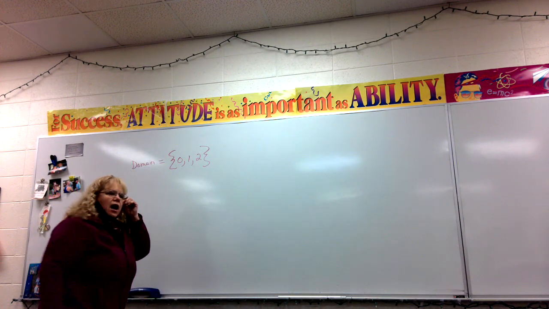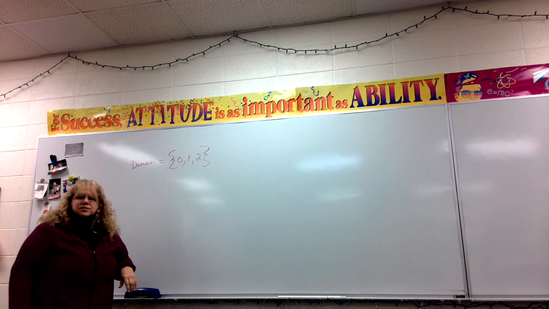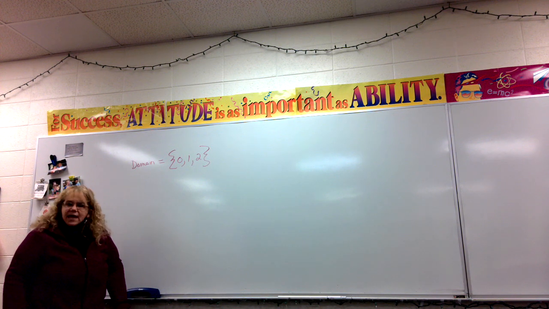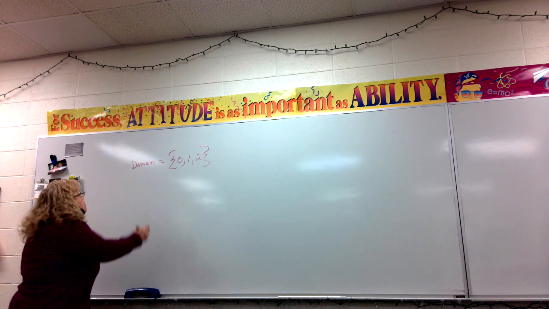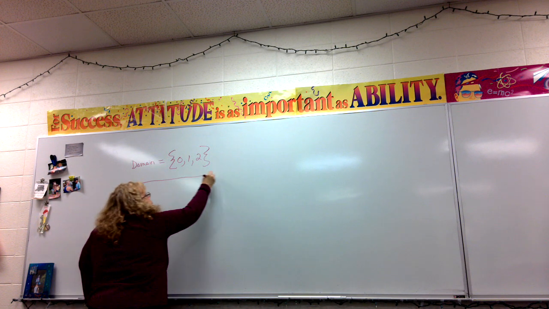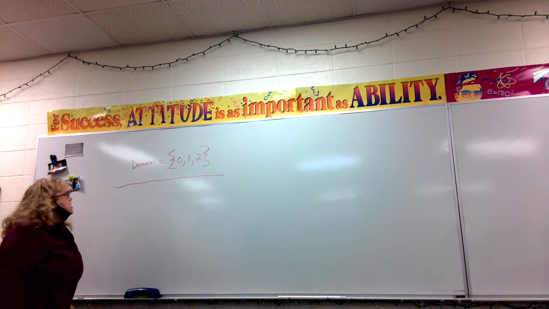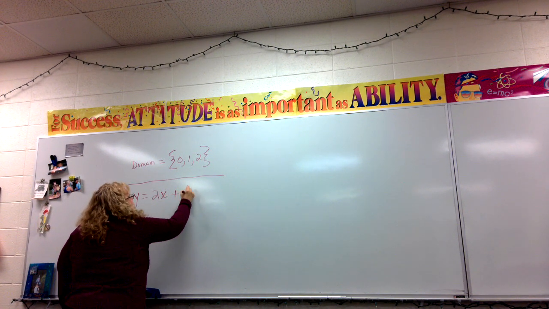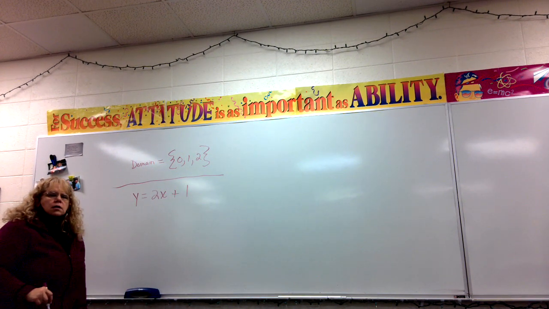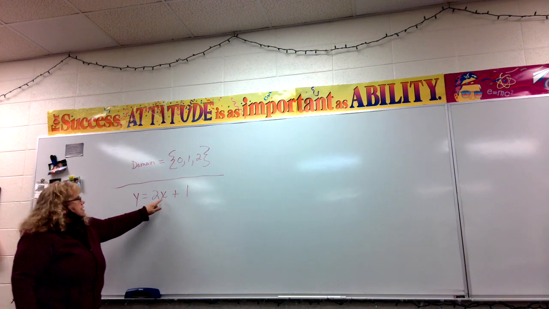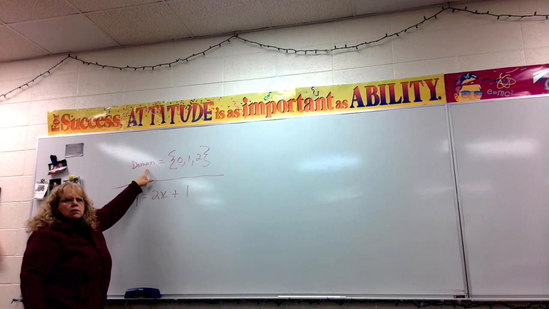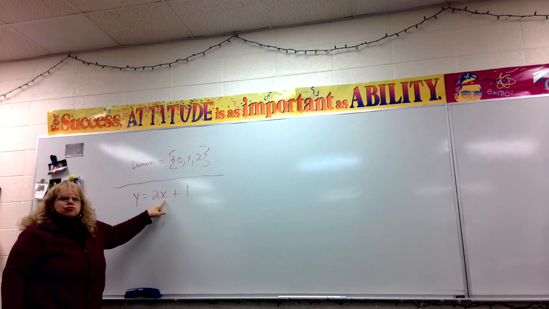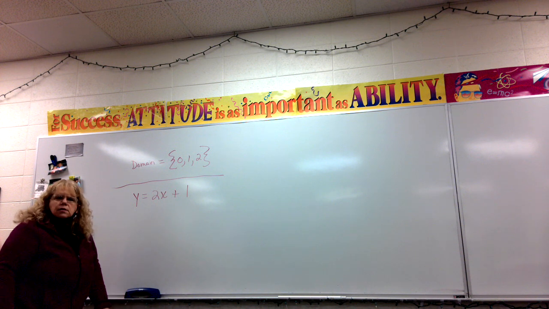Up until now, we've done some problems where they gave us the domain, right? But we also did some problems in the last chapter. Do you remember this? y equals 2x plus 1. And you didn't have a domain. They didn't tell you what to pick for x. How did you know what to pick for x?